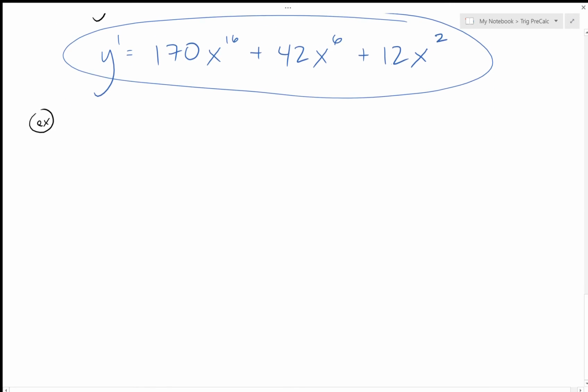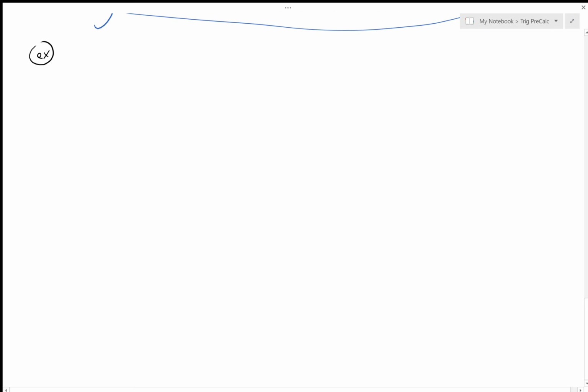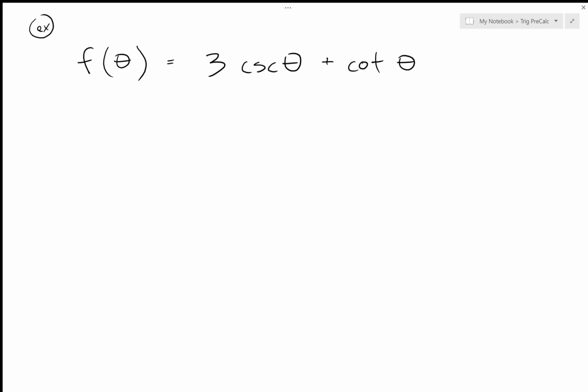Alright, so these are a bunch of polynomial ones. I'll jump into some trig functions now. So let's say they gave us f of theta equals 3 cosecant theta plus cotangent theta. Alright, so again, built of two pieces. This one here, this one there. Now the 3 in the front, that's a coefficient. It's already being attached up there, so we don't really need to do too much with a 3. Remember, the stuff in the front doesn't change too much.